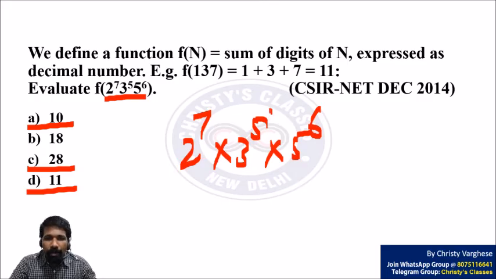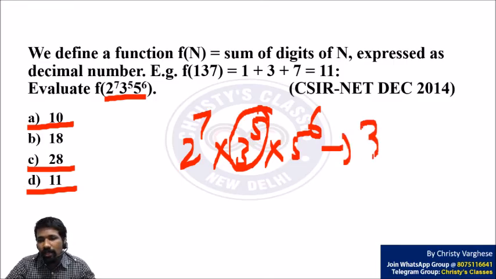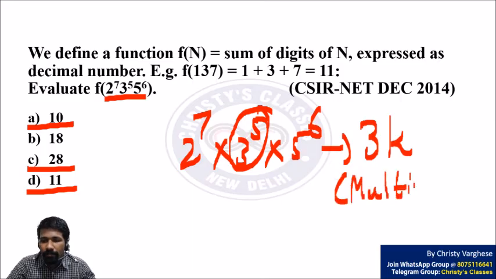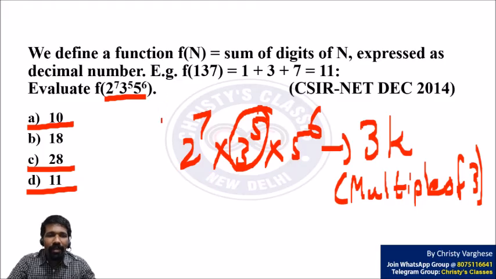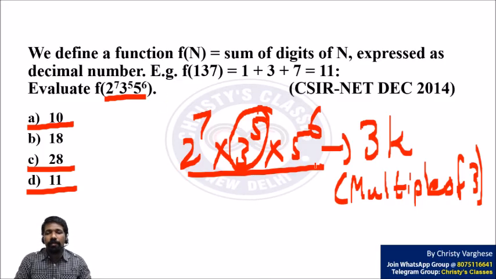Why? Because 3 raised to 5 is there means this is going to be a multiple of 3. Some 3k kind of number. 3k kind of number means multiple of 3 type of number. Multiple of 3. That means this given expression 2 raised to 7 into 3 raised to 5 into 5 raised to 6.